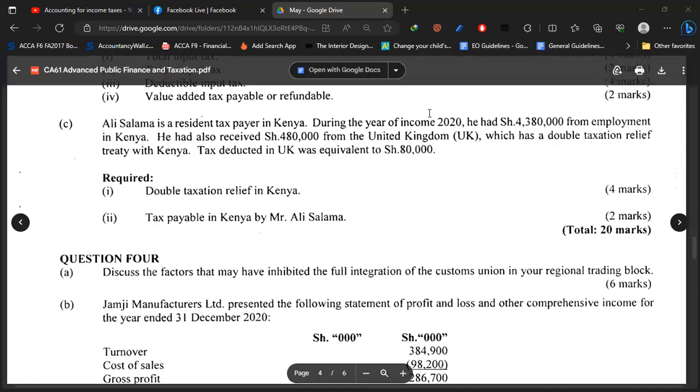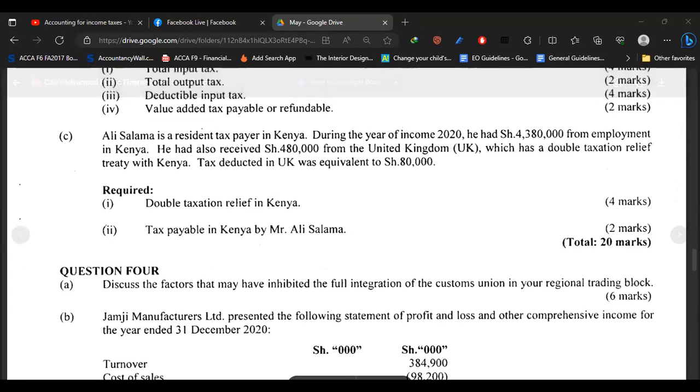Ali Salama is a resident taxpayer in Kenya. During the year of income 2020, he had 4.38 million shillings from employment in Kenya. He had also received 480,000 shillings from the UK, which has a double taxation relief treaty with Kenya. Tax deducted in the UK was equivalent to 80,000 Kenya shillings. Required: double taxation relief in Kenya and tax payable in Kenya by Mr. Ali Salama. Thank you so much.